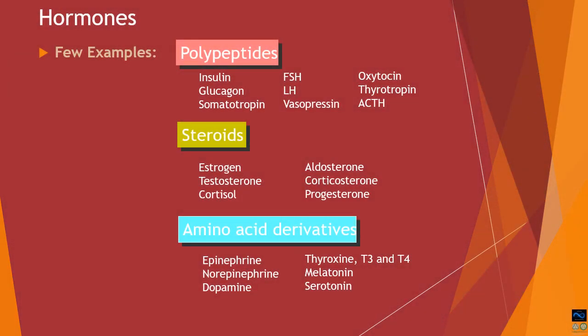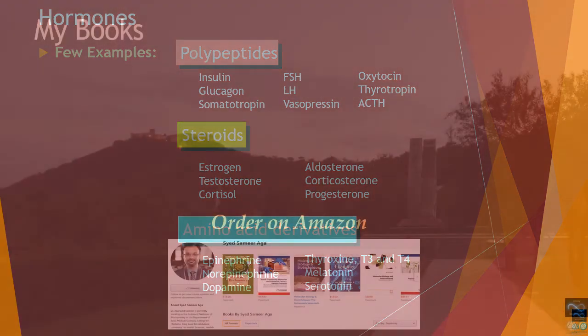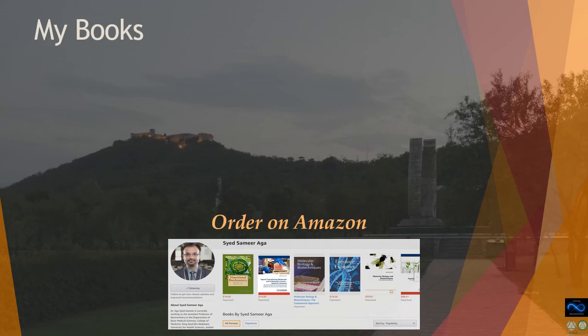Here are some examples of hormones based upon their nature. For example, among polypeptides, we can categorize insulin, glucagon, FSH, and LH. Among the steroids, there are estrogens, testosterone, corticosterone, and aldosterone. And the amine derivatives like epinephrine, norepinephrine, serotonin, and melatonin are categorized as amino acid derivatives. So this was a brief introduction about the hormones, their mechanism of action, and how we can regulate it.